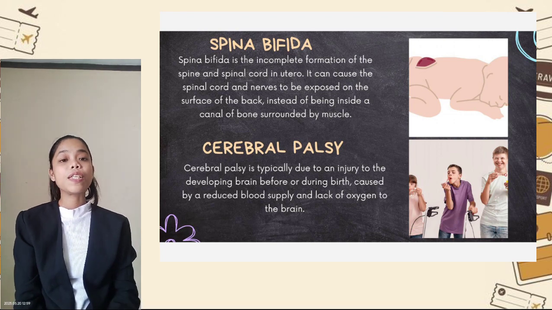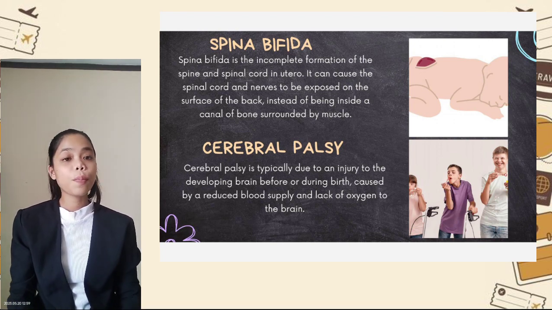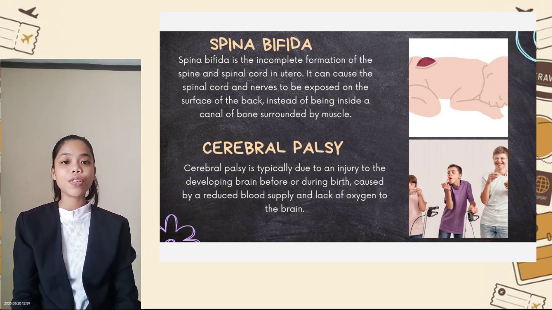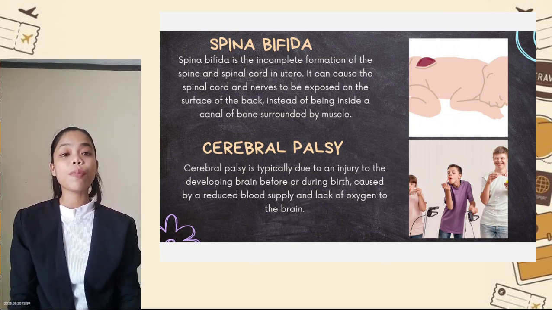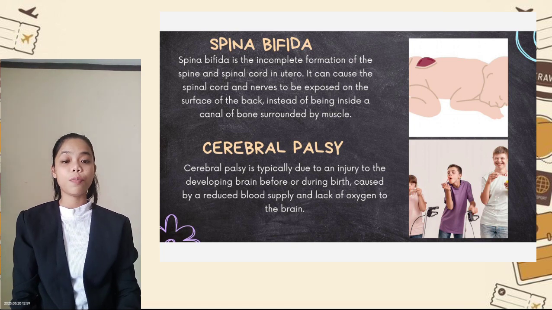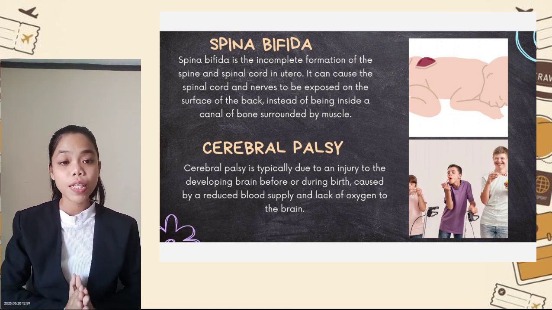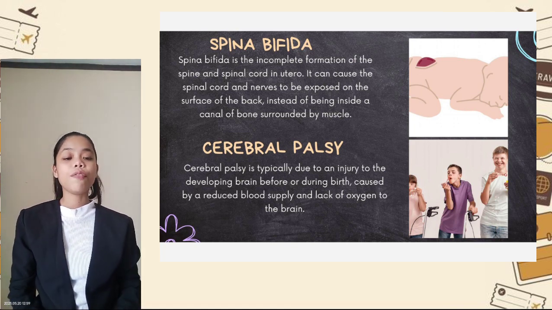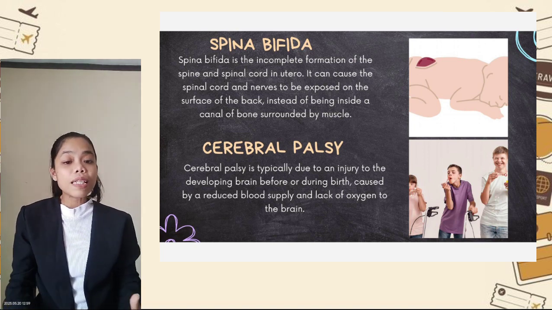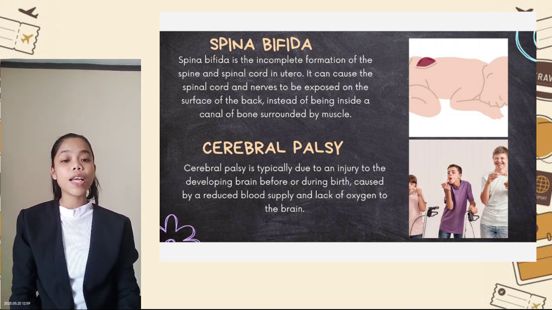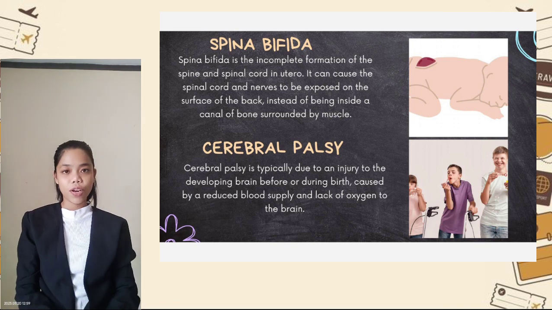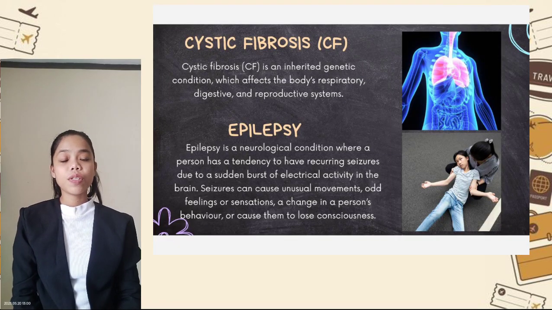Now, cerebral palsy. So cerebral palsy is typically due to an injury to the developing brain before or during birth, caused by a reduced blood supply and lack of oxygen to the brain. So people with cerebral palsy may experience weakness, difficulty walking, lack of muscle control, problems with coordination, involuntary movements, and other symptoms.